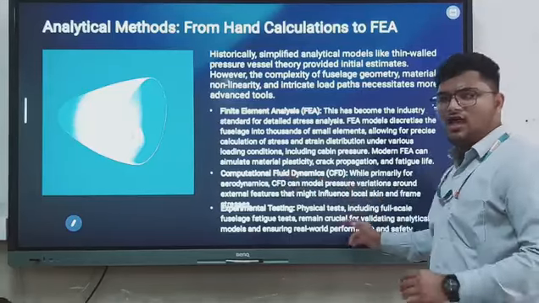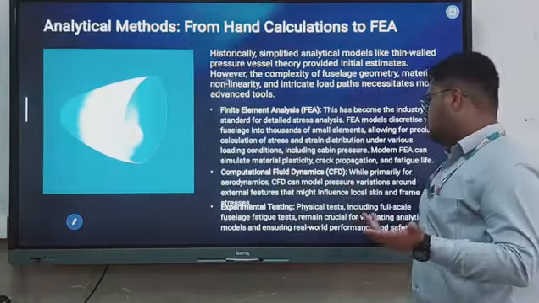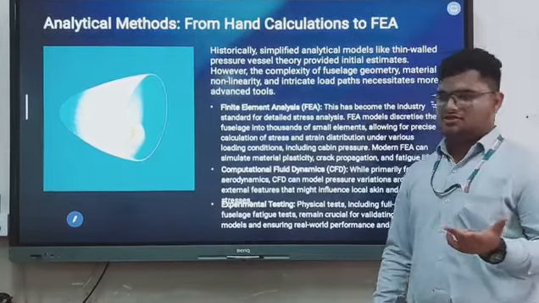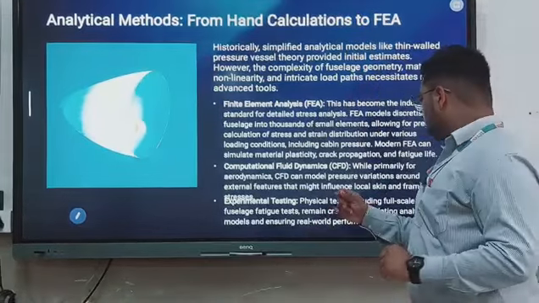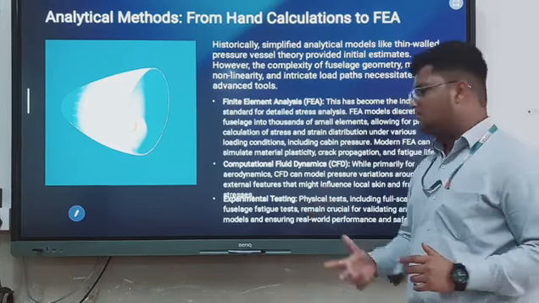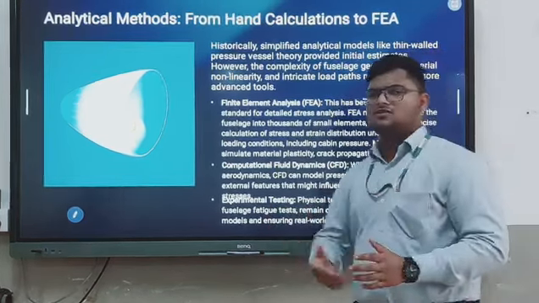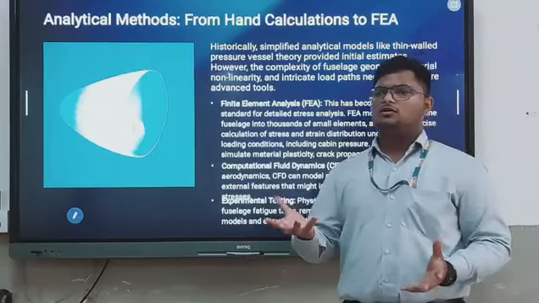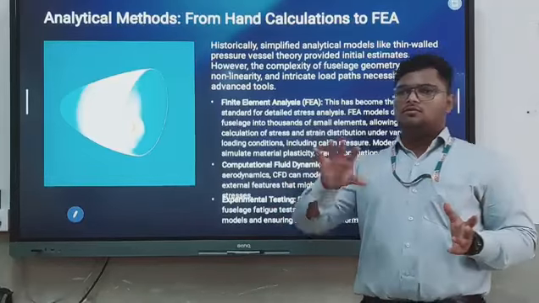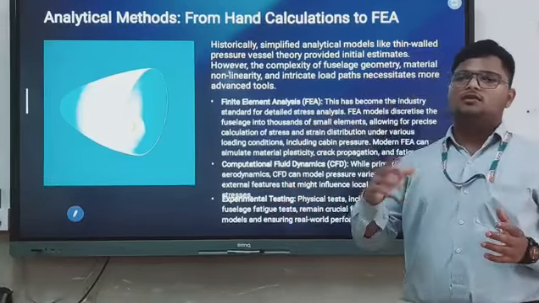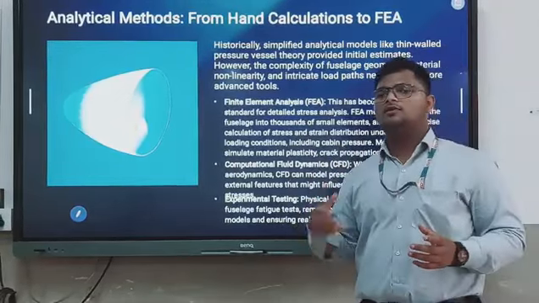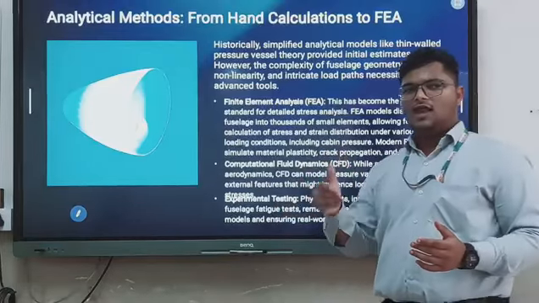Also, we have computational fluid dynamics, that is CFD. It is a very general method that is used, and CFD can model the pressure analysis due to the external pressure that is applied on the cabin. Then we have experimental testing, which is the physical testing of a part. The companies or the industries take one part of the fuselage, do physical testing on the part, and they can calculate the stresses that act on it.